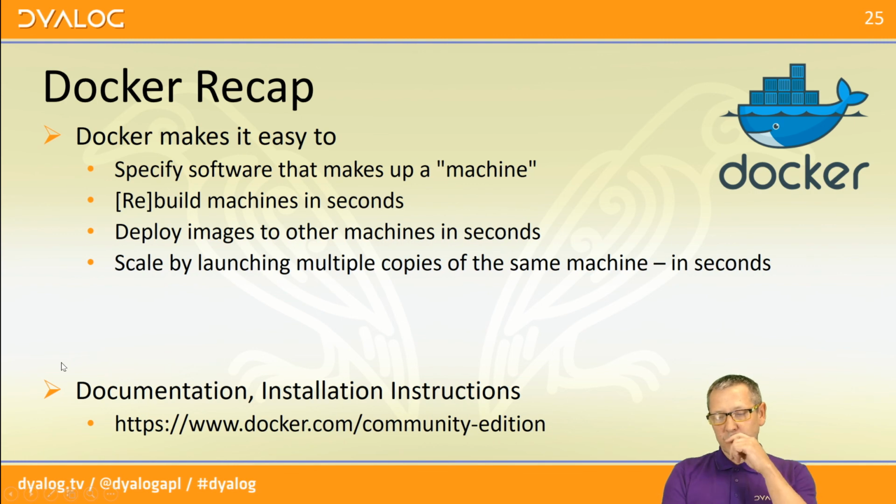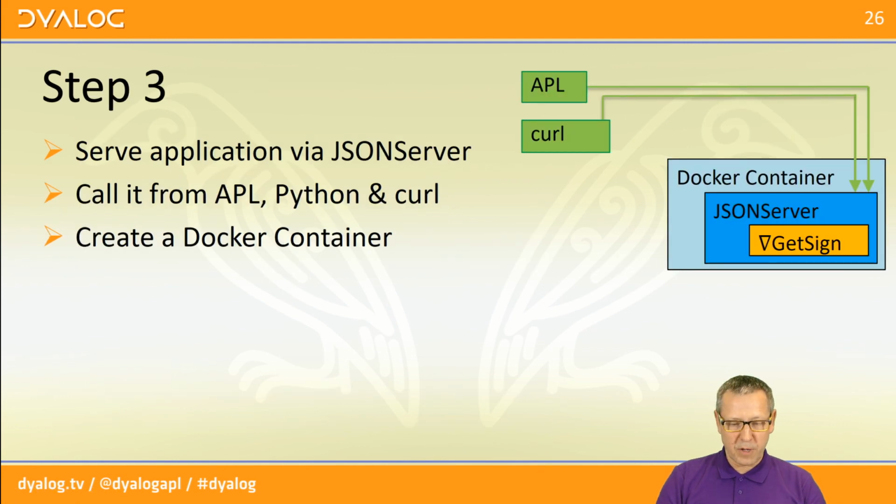Right, so that was a very brief example of what you can do with Docker. So I claim the main advantages of Docker is it makes it really easy to specify how to build a machine. It will build and rebuild that machine when you have changes to your code in seconds. It'll deploy images to other machines in seconds. We haven't seen that yet. That's the next step. And you can scale by launching multiple copies of the same machine also in seconds. So to learn more about that, docker.com, there's a community edition that you can download free. They have ways to eventually get money out of you, of course.